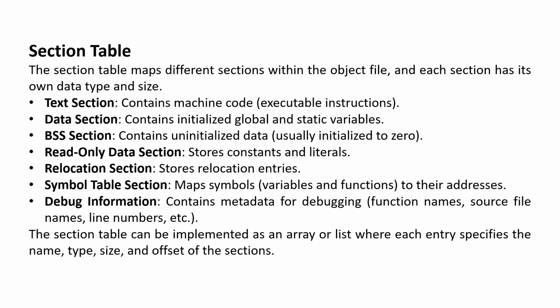Like this, the symbol table would be added through a section, which will be mapping the variables that you used in the program as well as the functions with their respective addresses. Now, if you want to add debugging information, then it would be important to add the metadata for debugging, which will contain basically the function name, source file name, even line numbers, and so on.